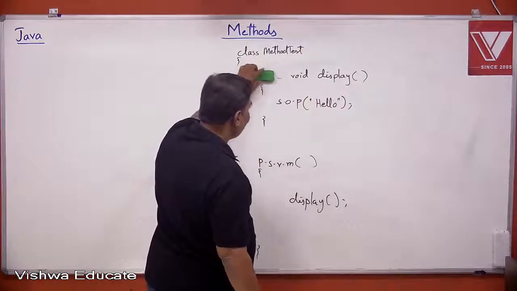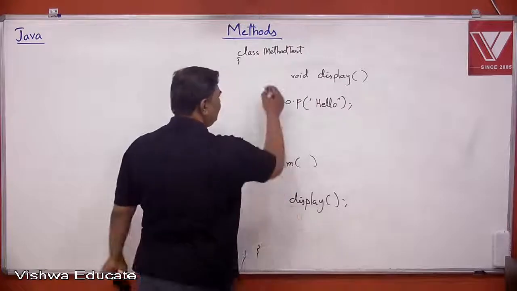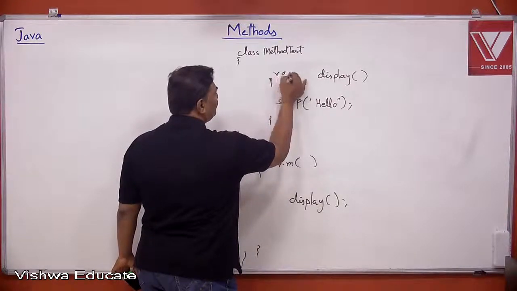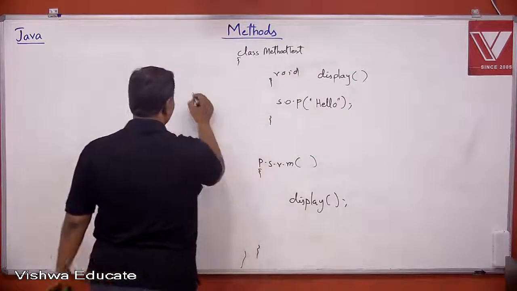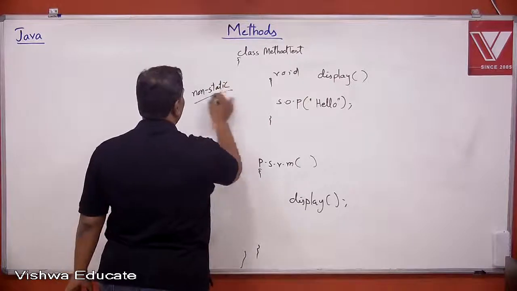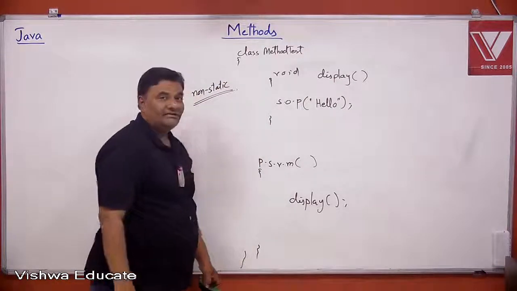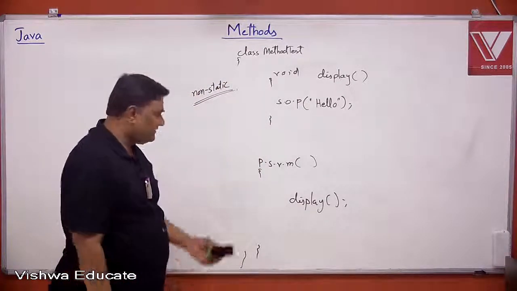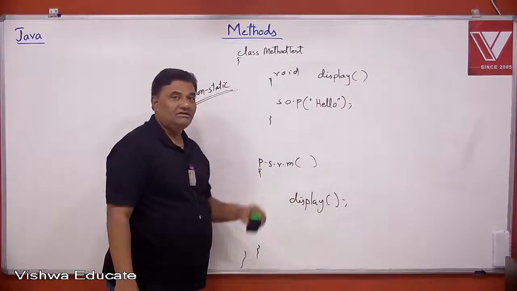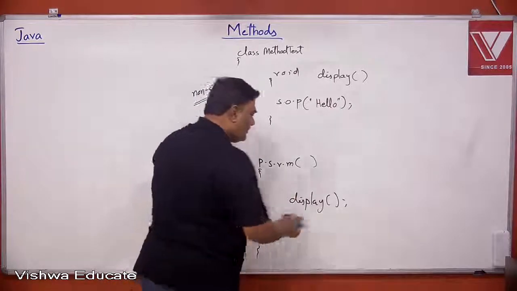If I don't make it static, it is non-static. Now this method is non-static. How can you call a non-static method from a static method? This is the main method, so I cannot call that one directly. Then how can I call it?